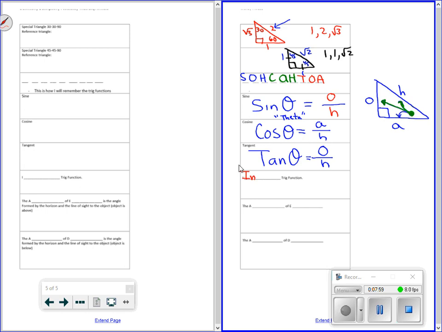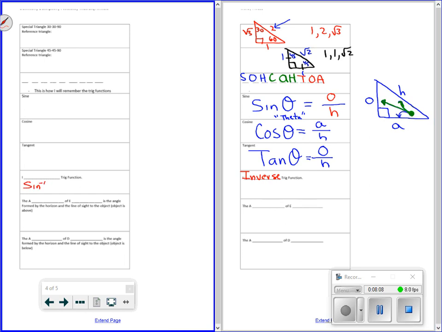Now the inverse trig functions are written like this. So go ahead and write this over here. Sine -1, cosine -1, and tangent -1. You write those over there so that when you come to the page to study on the left-hand side, you see those and you're trying to figure out what word starts with I that would be related to that. And of course, it's inverse trig functions.